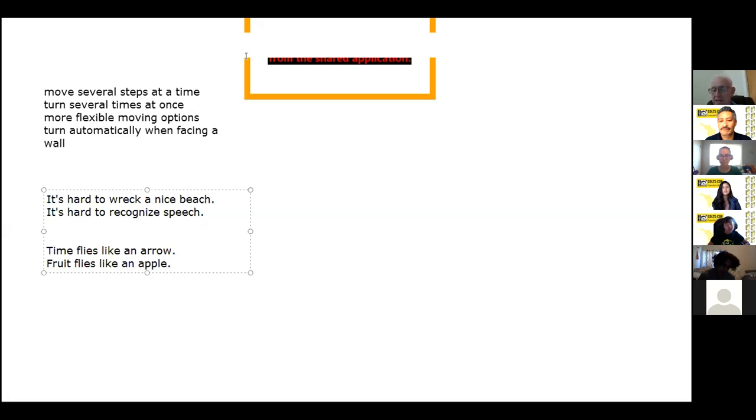So anyway, the little mouse, the point was here to give us some ideas about programming. And I got quite a bit of advice here. Move several times at once, turn several times at once, be able to move up, down, left, right, and turn automatically when facing a wall so that we're facing the right direction. And again, we weren't allowed to do these things, but we could.